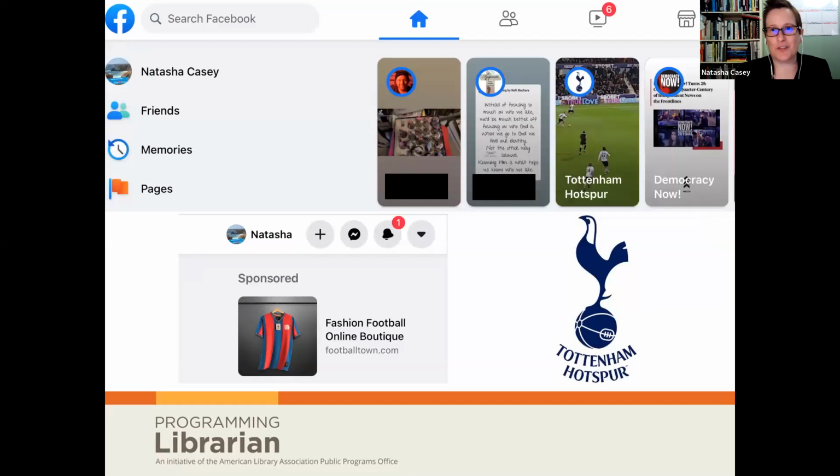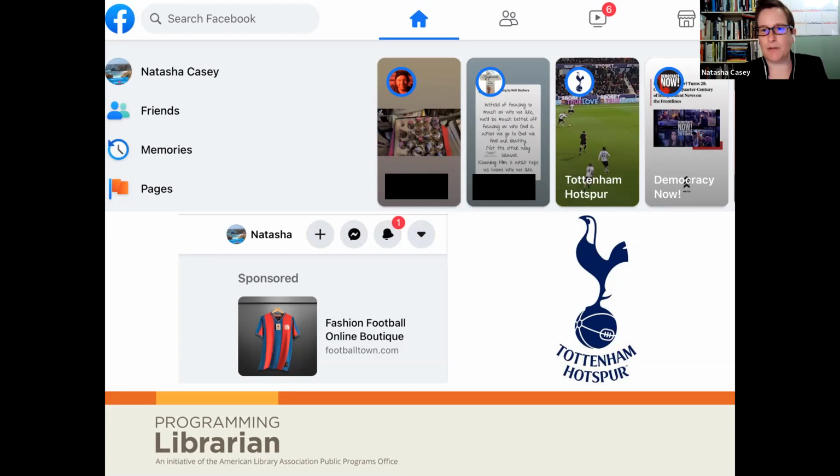So here's a great example, right, of the way an algorithm will work on Facebook. So this is from my own Facebook page. And of course, I love Tottenham Hotspurs. If you don't know who they are, how have you lived this long? They are London's, indeed England's greatest football team, possibly the world's. But we can talk about that later. So when I go on my Facebook page, I'll always see Tottenham Hotspur here. That'll be the first thing that'll show to me.